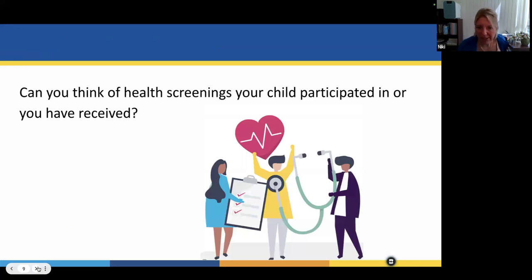So let me just pause. And Wendy, you're our sole face that I see there, so don't feel like I'm putting you on the spot. But can you think of health screenings that your child or children that you've worked with participated in or have received? So just outside of the school setting, what are some health screenings that your children have participated in?